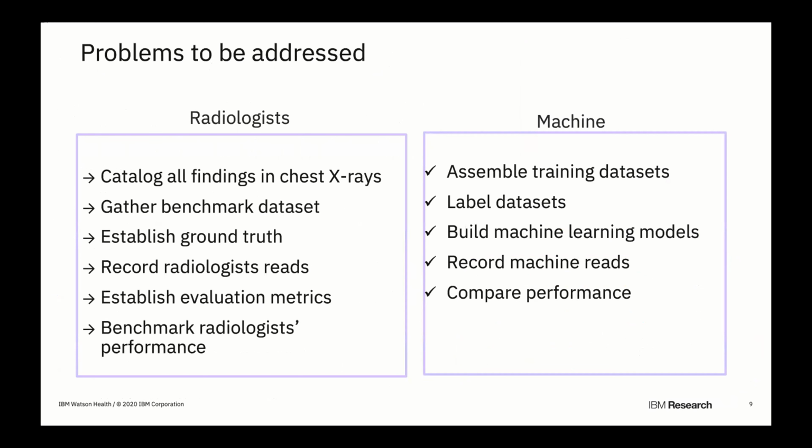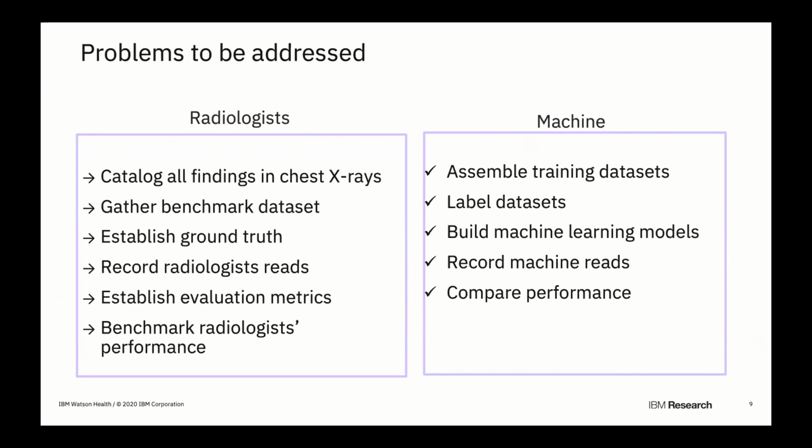So as you can see from the description, there is work to be done, not just on the machine side, but also actually establishing the benchmark itself on the radiologist side, where you need to be able to catalog all such findings, first of all, and gather benchmark data sets that are agreed upon by radiologists themselves, and the findings from them have been properly documented, so we can have a gold standard for judging as well.